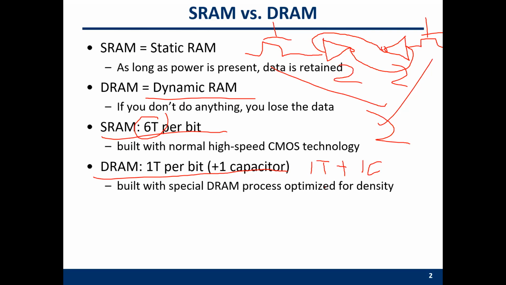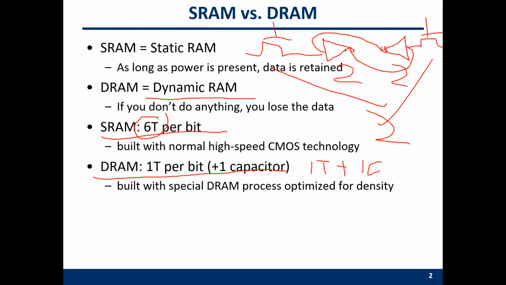SRAM consists of only conventional inverters. So it's CMOS compatible, which means that you can fabricate your logic gates, for example, a NAND gate and an XOR gate, and the SRAM together on the same die without any extra steps of process technology.